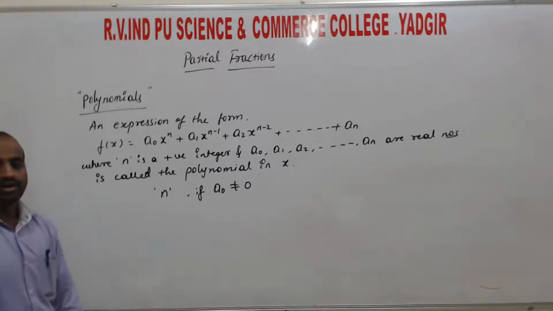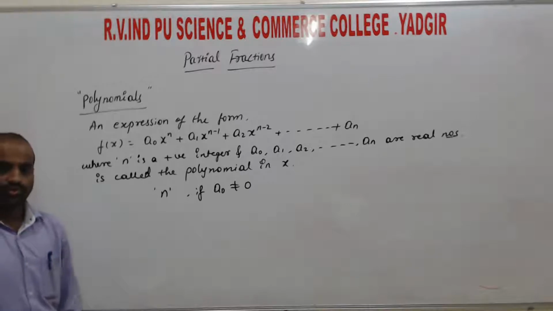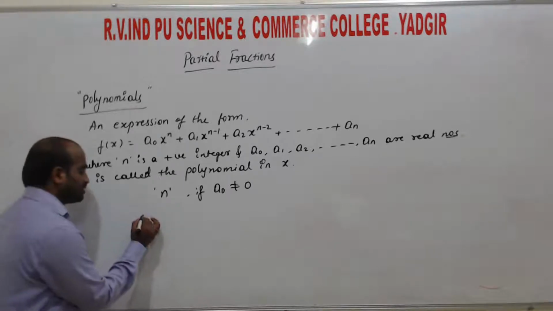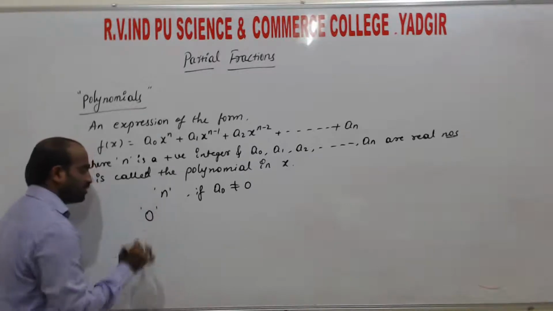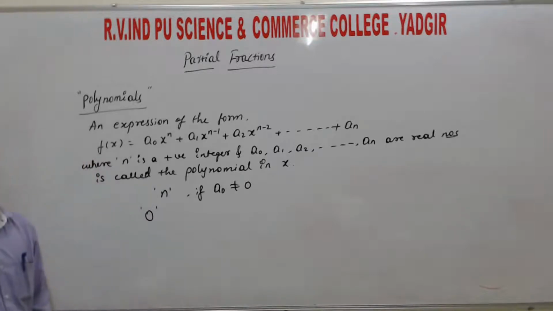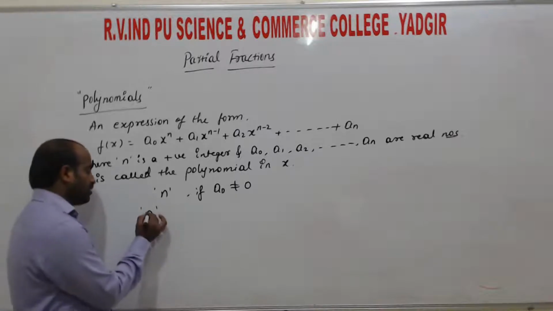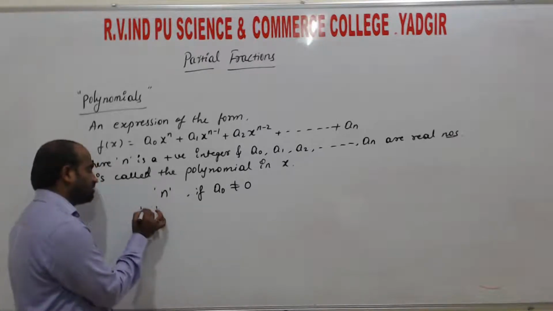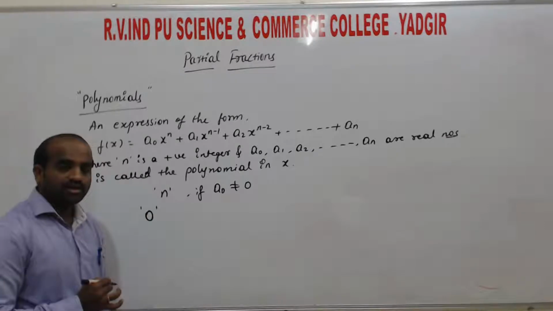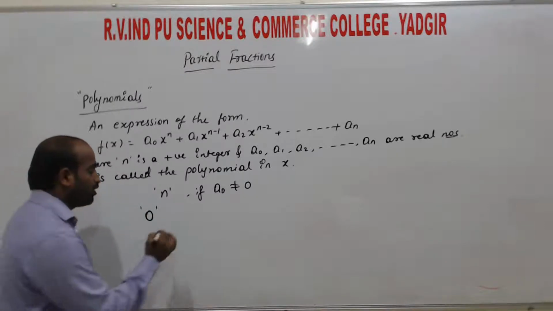A polynomial of degree 0 is called a constant polynomial.